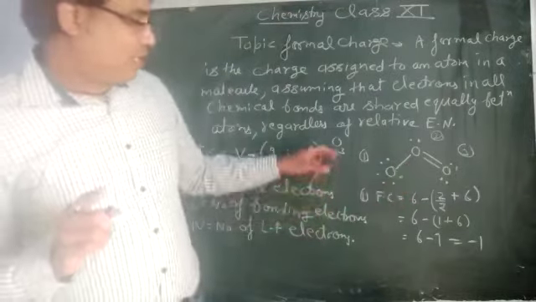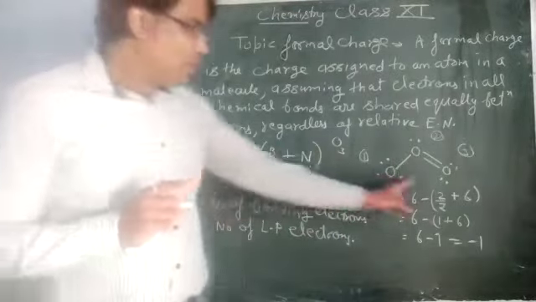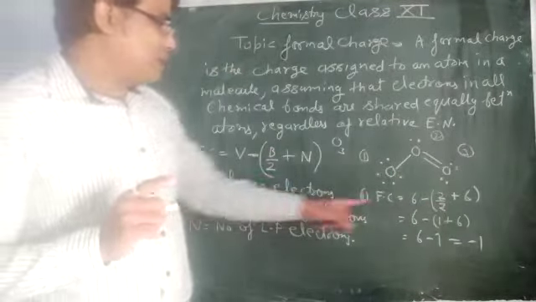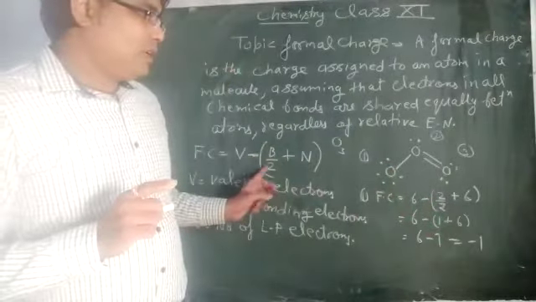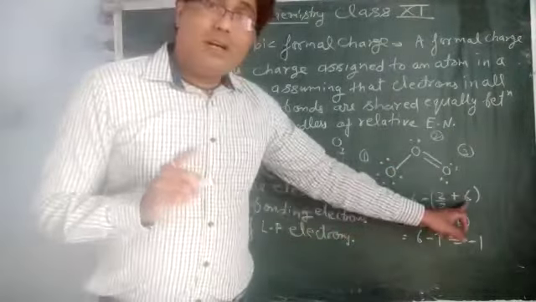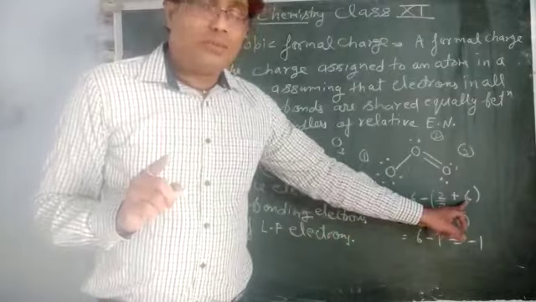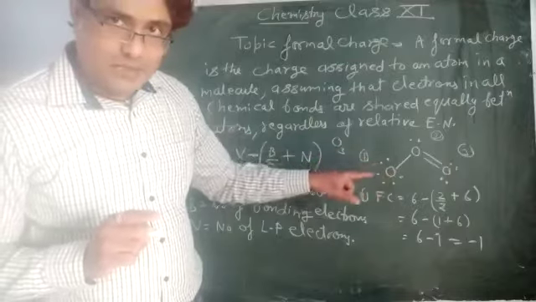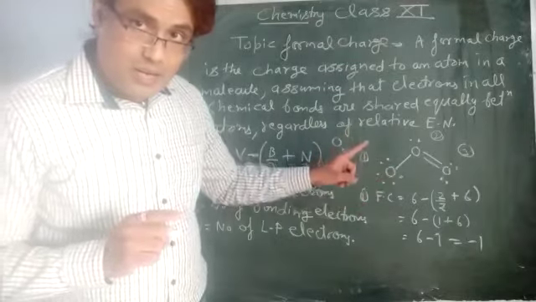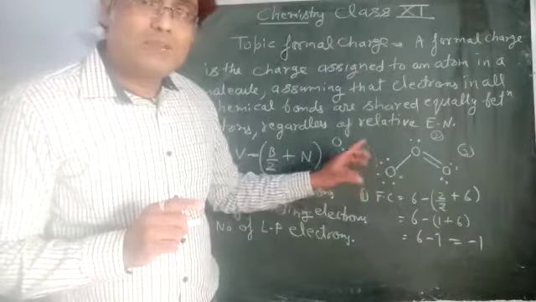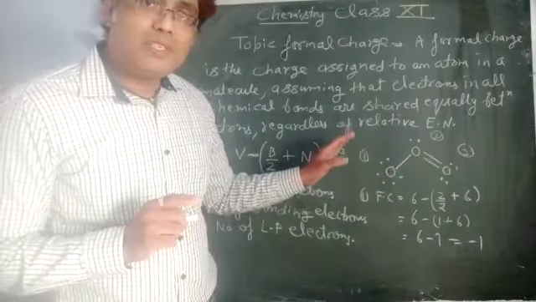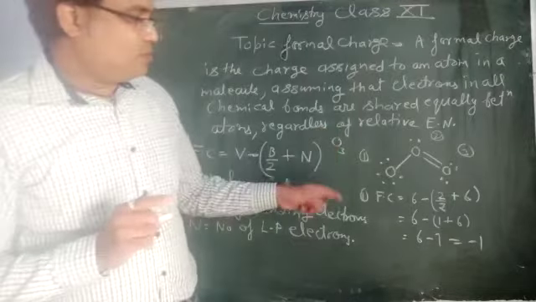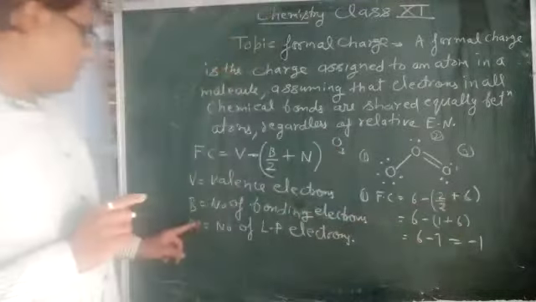So the value of B is 2 because there are 2 bonding electrons. When you put this value into the formula, that is 2 by 2. Next, plus the number of lone pair electrons. If you count, 1, 2, 3, 4, 5, 6. There are 6 lone pair electrons, meaning the electrons which have not participated in chemical bond formation. So the value of N is 6.